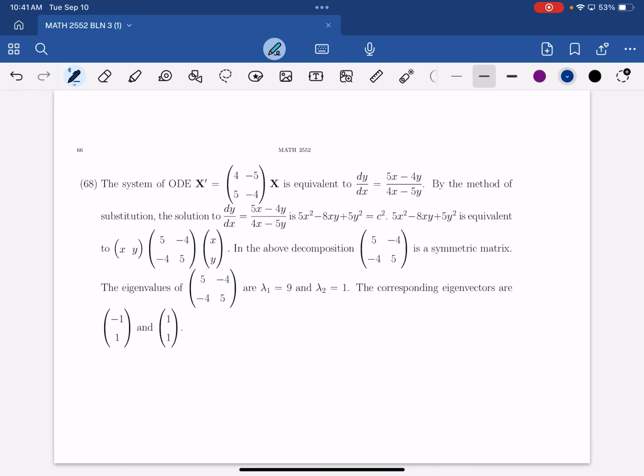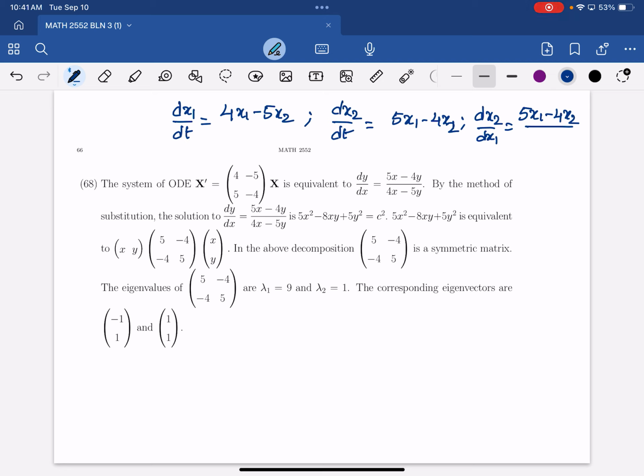Now if you look at it, I have dx1/dt is going to be 4x1 minus 5x2, and dx2/dt is going to be 5x1 minus 4x2. Then from here I can write dx2/dx1 is going to be (5x1 minus 4x2) divided by (4x1 minus 5x2). And then I use a method called method of substitution.